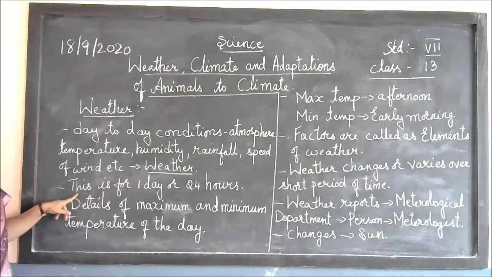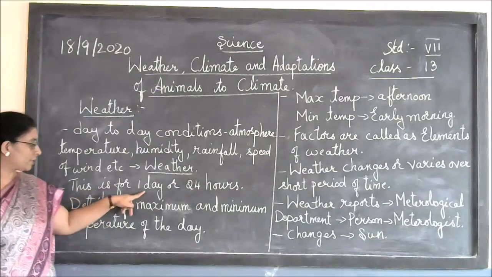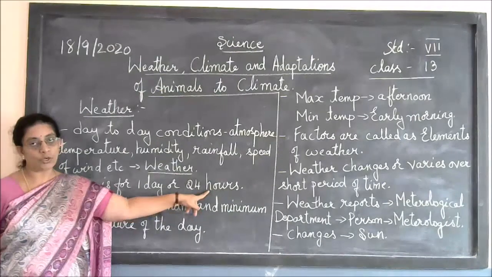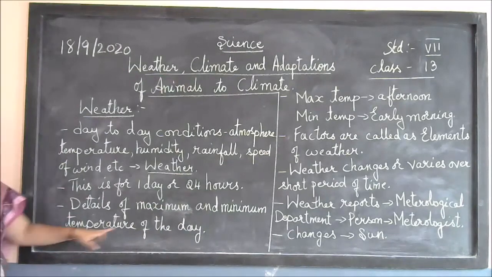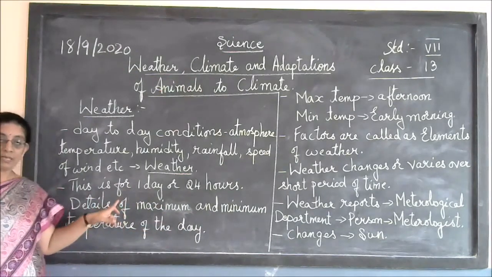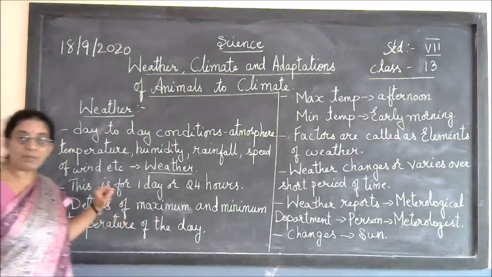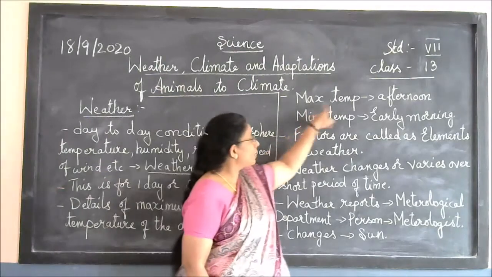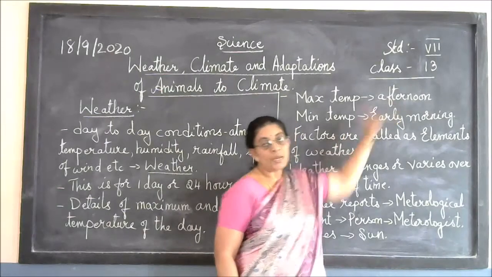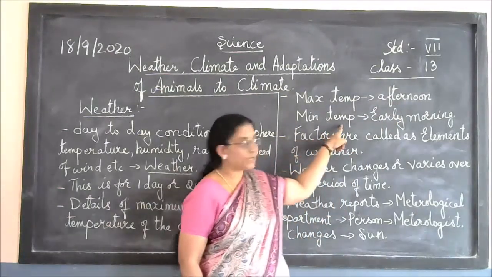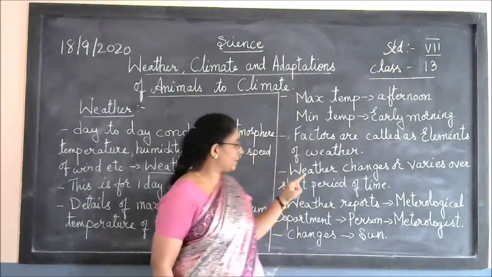Then the next is, this weather condition prevails only for one day. So it is for one day or for 24 hours. It gives you the details of the maximum and minimum temperature of the day. What the maximum temperature of the day is going to be and what the minimum temperature of the day is. The maximum temperature can be found out only during the afternoons, and the minimum temperature only in the early mornings.